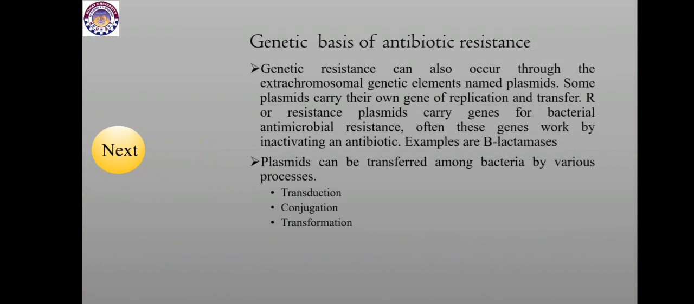So what is the genetic basis of antibiotic resistance? Genetic resistance can also occur through extrachromosomal genetic elements named plasmids. Like I explained before, every virulence gene is stored in the plasmid, which is the extrachromosomal DNA. So if a bacteria has a resistance plasmid, obviously it would show resistance against these antibiotics. First of all, we have to know how they get this resistance plasmid. There are three main ways: transduction, conjugation, and transformation.